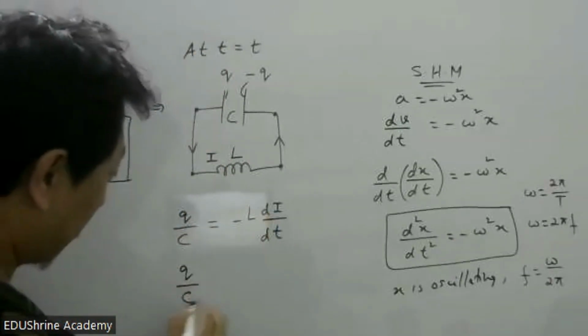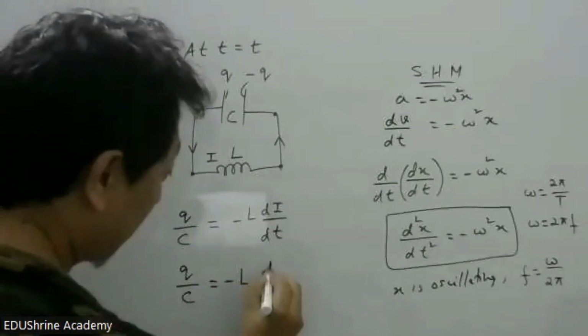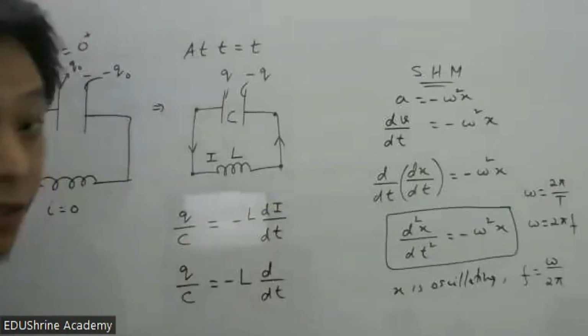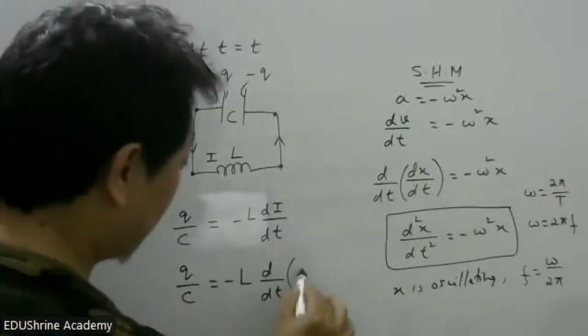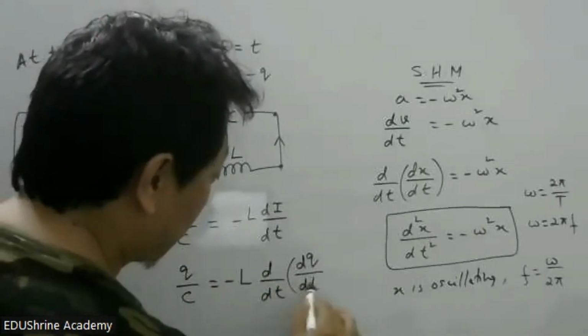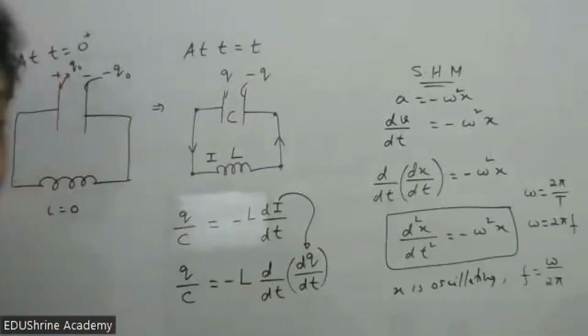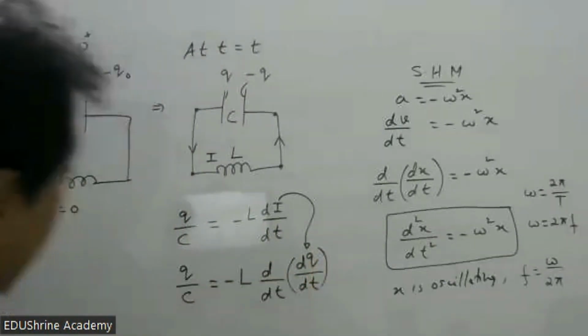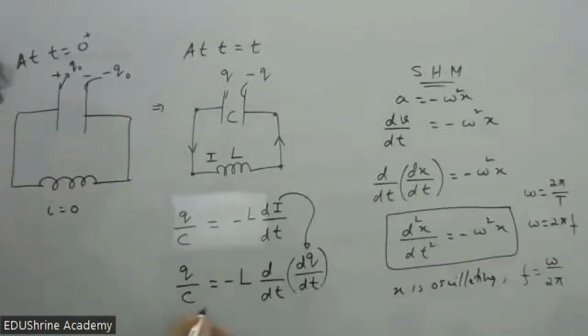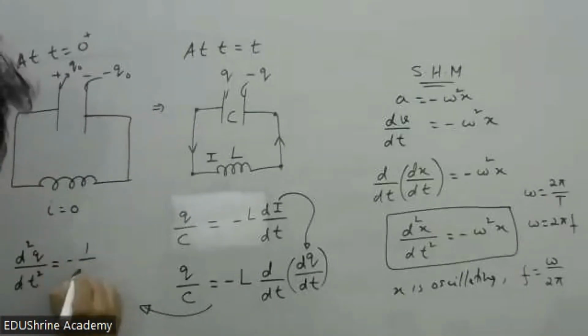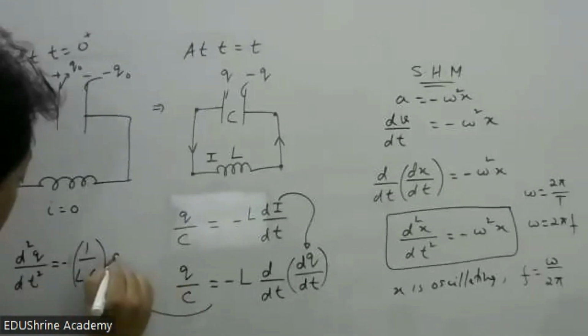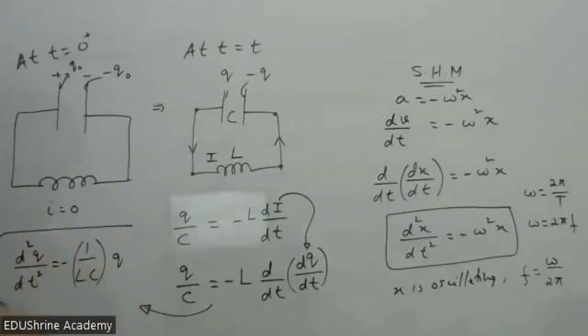Now Q by C equals minus L di by dt. This current is the instantaneous current. I can write this current as dq by dt. Let us write this one first. So this one will be d2q by dt square. This L you cross multiply, minus 1 by LC into Q. Did you see something remarkable?